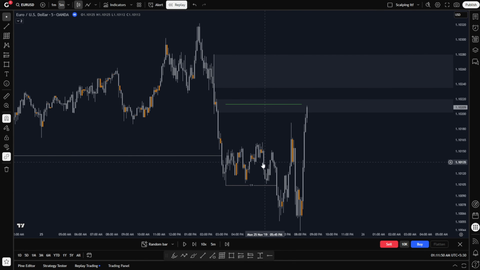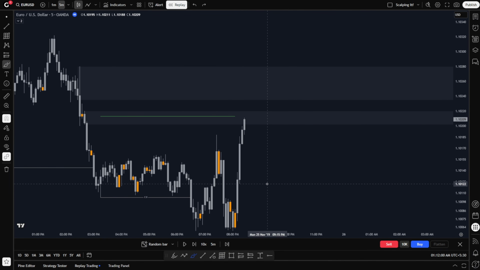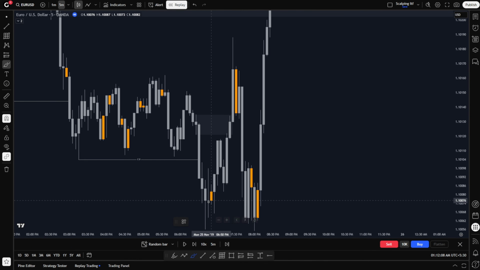This is just a weak BOS. There is no 0 point pullback. There is no inducement. So this structure is completely irrelevant, right? So you should not trade these structures. You should not mark your order blocks right here, and you should not trade these structures. So that's the reason this structure completely got violated, right? So the market took this structure as an inducement.